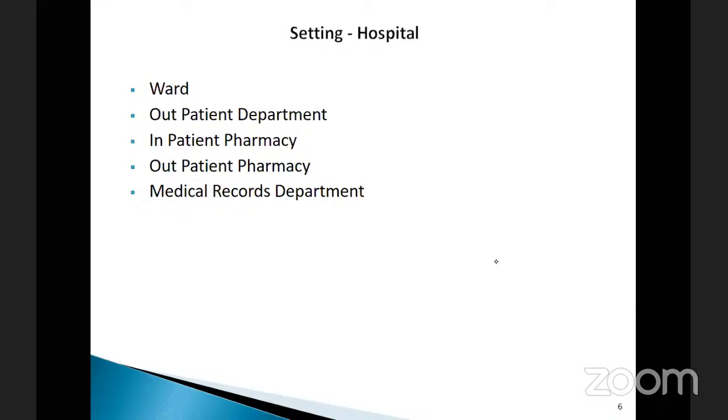But you can start from somewhere. Then, as you go on with the study, you might be able to reach out to more places or more settings where you can collect your data. But the important thing is to be clear in your mind as to the data you want to collect and where you can collect it.